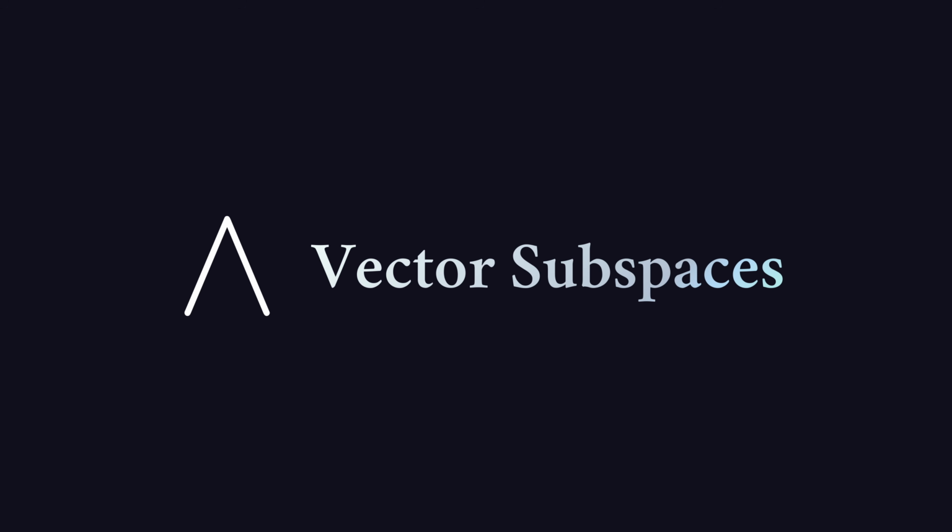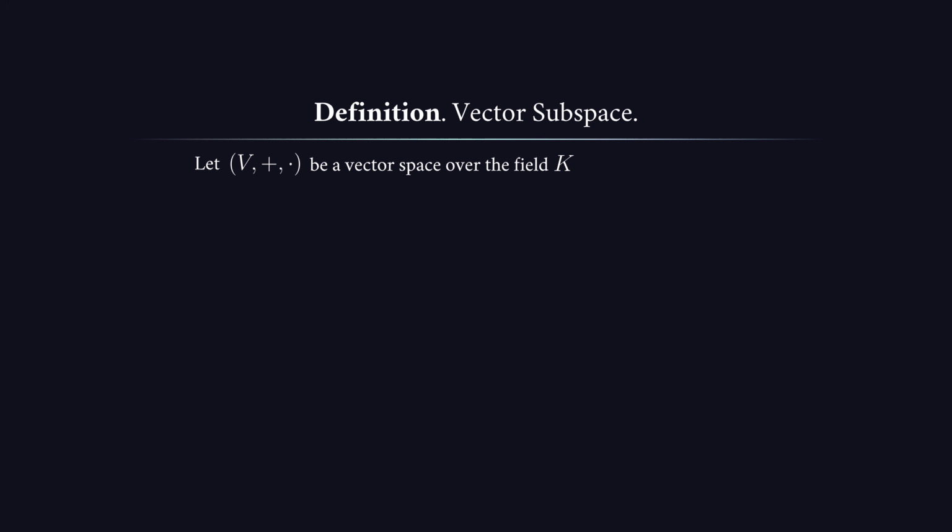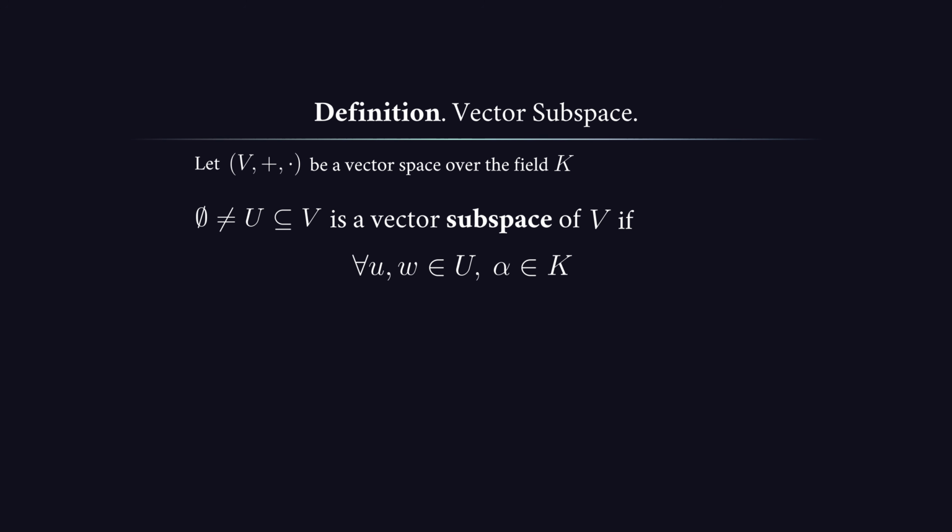As promised, we deal with vector subspaces and want to make them elements of our algebra. Let's quickly recap what a vector subspace really is. So we have a tuple consisting of a set V, an addition, plus, and a multiplication. And we say that this is a vector space over the field K. Then U, which is a non-empty set and a subset of V, is a vector subspace of V if for any two vectors u and w that we take out of U, and for any scalar that we take out of the field K, we have those properties.